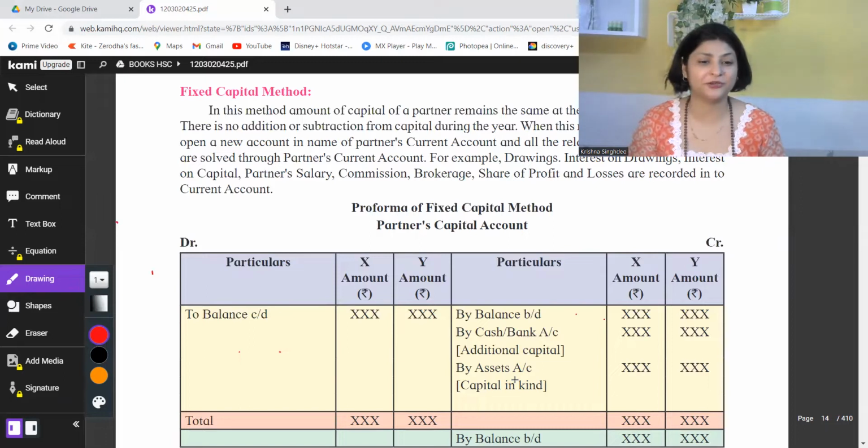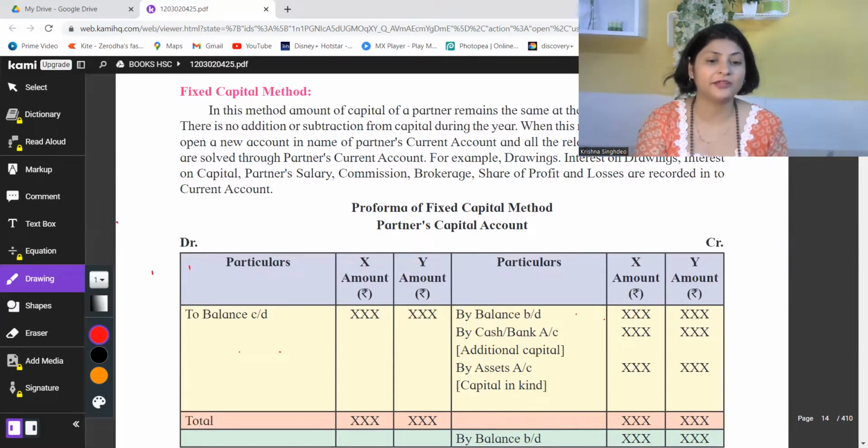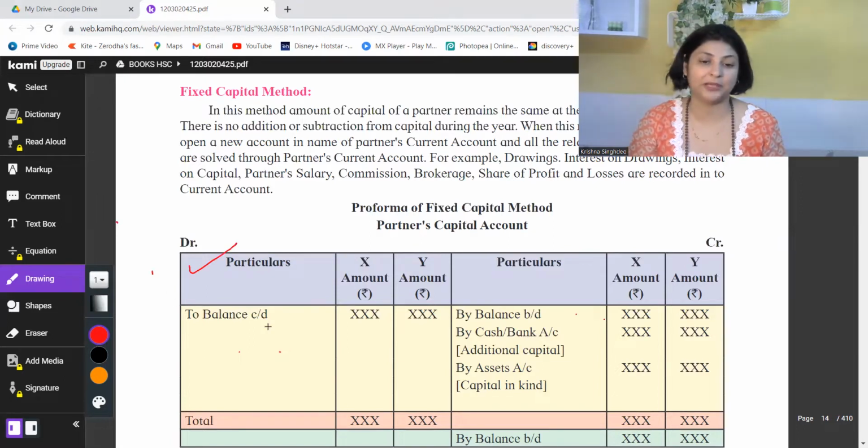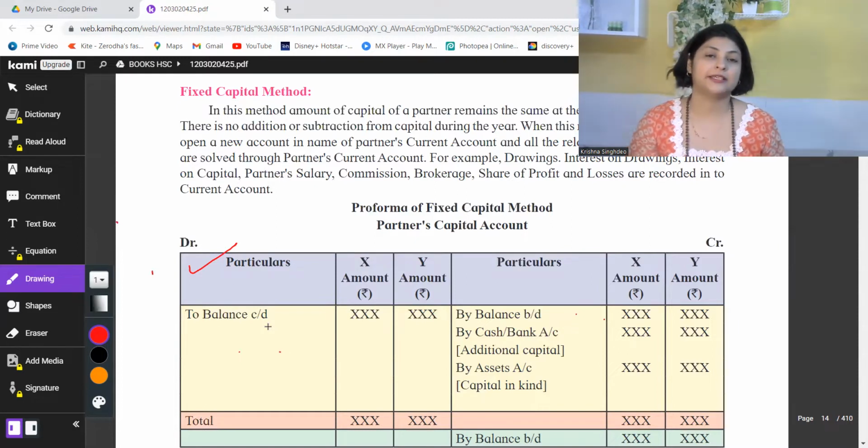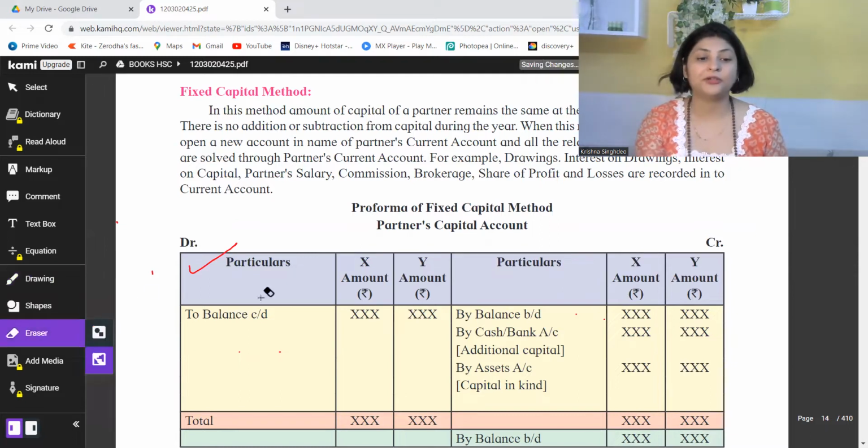What do we do over here? You can see there is a particulars column, but there is no date column, because this account is prepared at the end of the year or in the beginning of the year in case of admission. So you need not make a date column, and we generally omit the general folio column because there is no space for that. Then we prepare an amount column for each partner, and each partner's name is written on top of the account. Suppose X and Y, as it is written over here. X and Y, two partners are there.